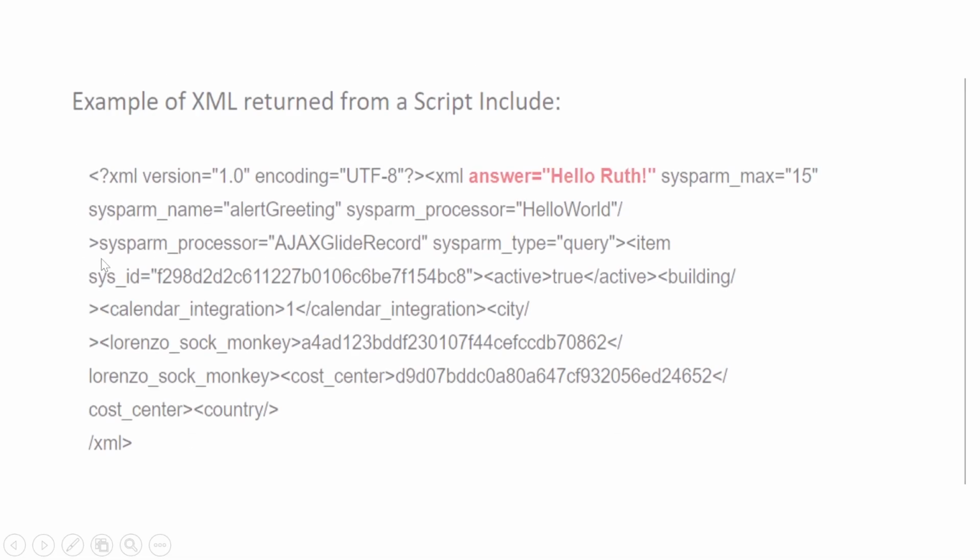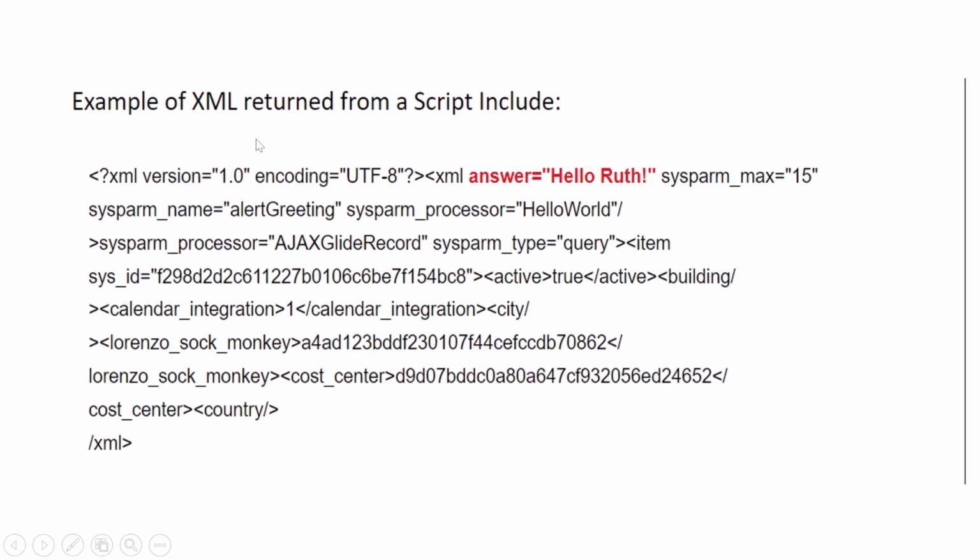Now, very importantly, you can see this is the example of XML returned from a script include that I was talking about. So this is the XML format. You can see there is an answer right here, XML answer, and then hello root. So this is some example. I got this screenshot from the Now Learning platform. You can see the answer variable highlighted in red. This is what we try to access from the client script. Also, this is the span name, this is a method name, you can see alert greeting. All other information is returned from the script include, right?